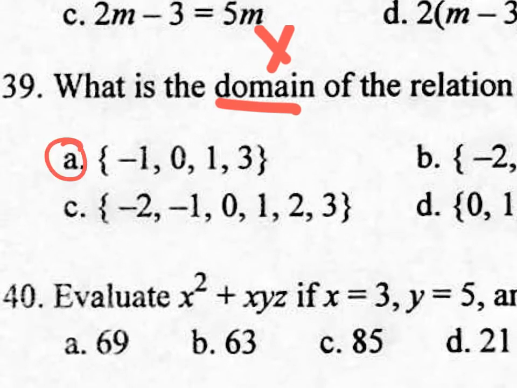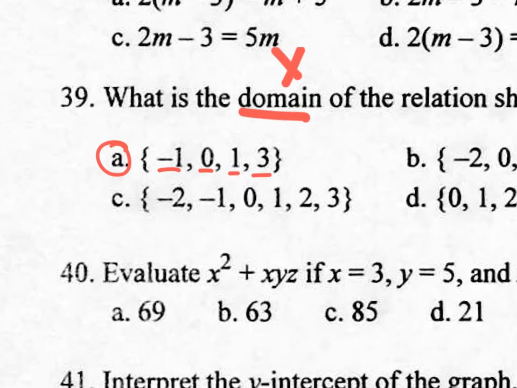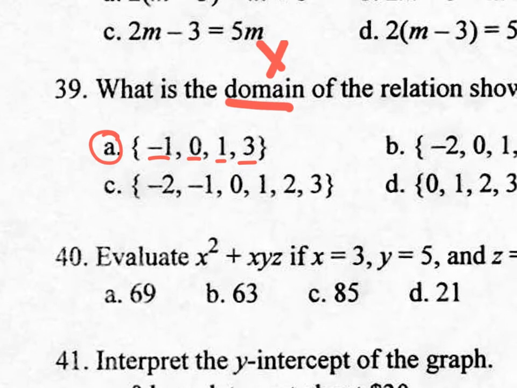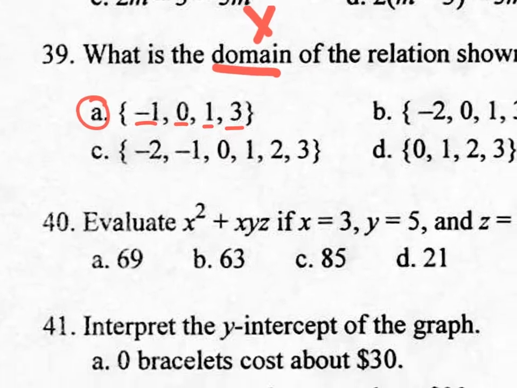And that would be option A. Negative 1, 0, 1, and 3. That's like 3 points, guys. Super easy. All you got to remember is that domain are x values, range are y values.